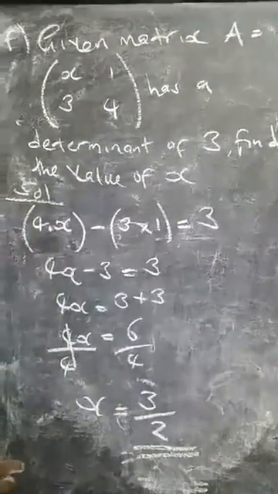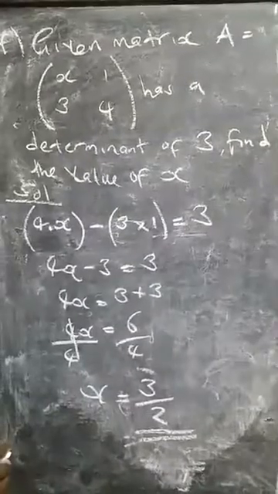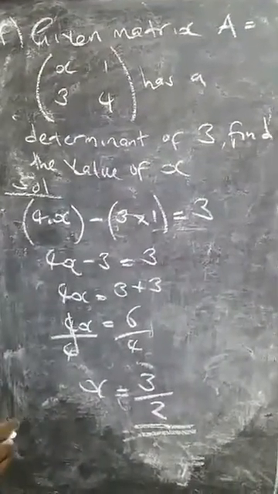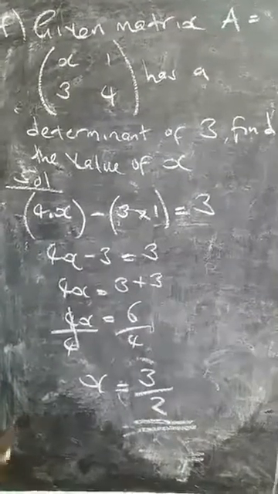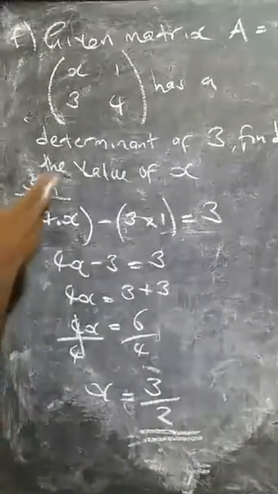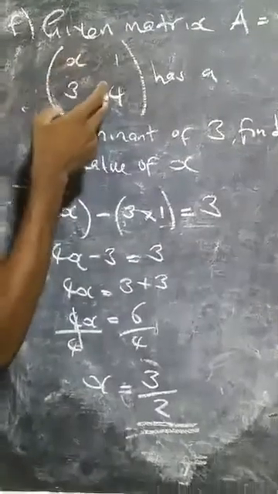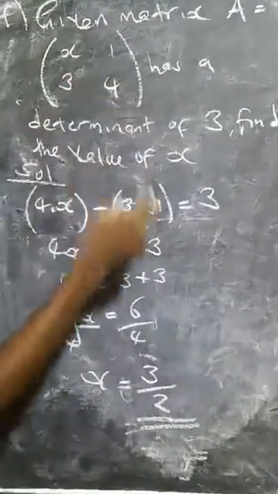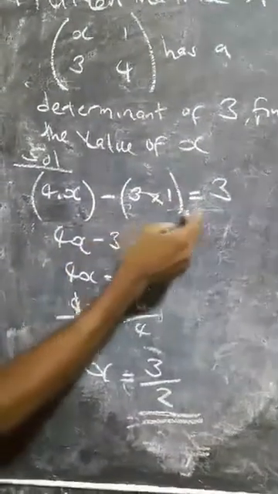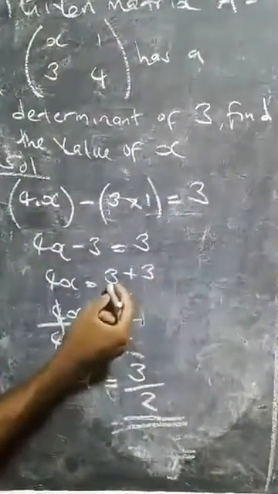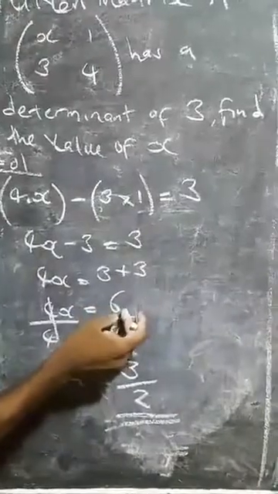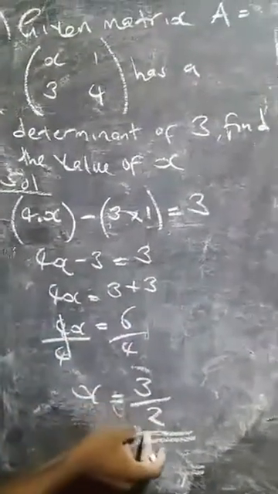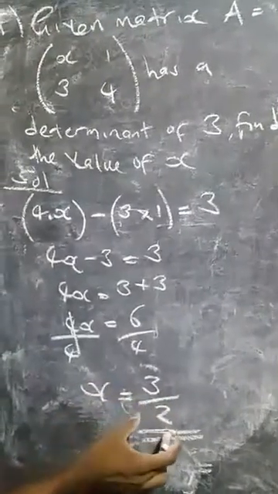So x is equal to 3 over 2. One last glance: 4x, 4 by x, minus 3 by 1, that's a 3. 3 goes to the other side, it is now positive. 3 plus 3, that's 6. You divide over 4. X is equal to 3 over 2.